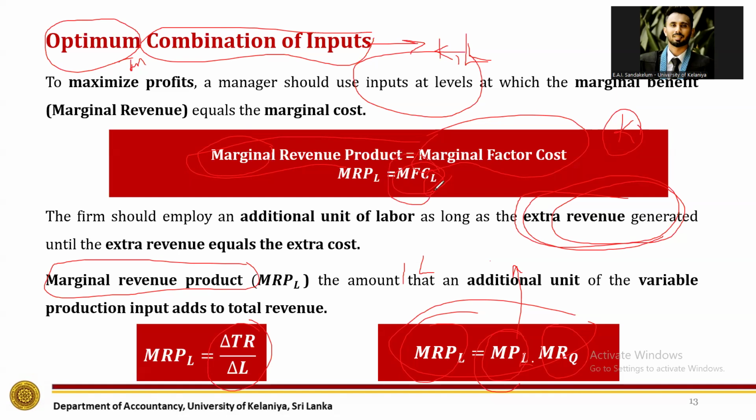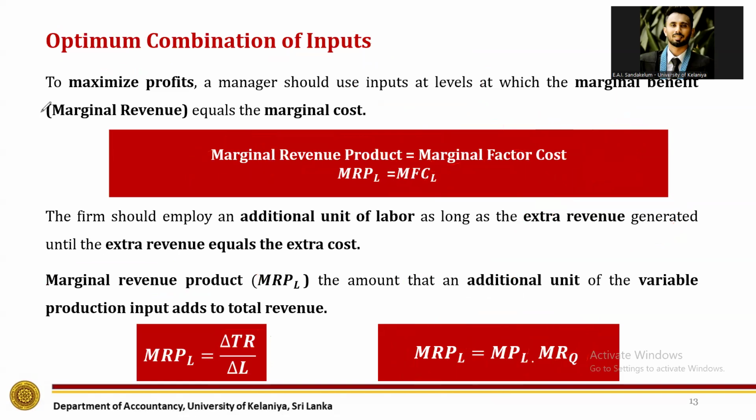MFC means the marginal factor cost. Which factor? This is the labor factor. So with the optimum quantity, the decision criterion is: the point where your marginal revenue product equals the marginal factor cost, that quantity you need to take as the optimum combination of the input.